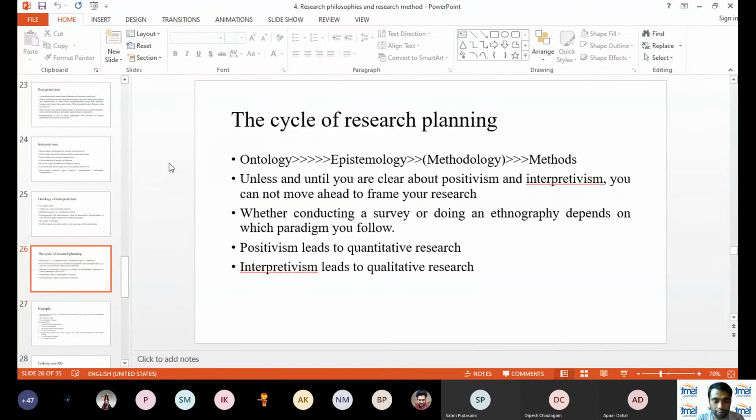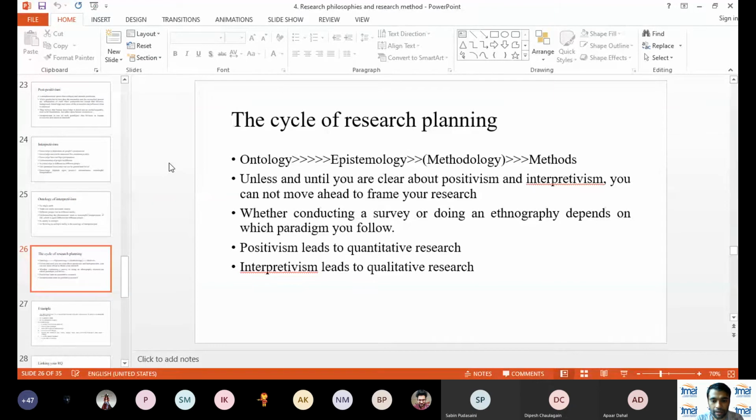I am focusing on these two parts only because positivism and interpretivism are the most used research philosophies in research, and they are simple to use. They give you clear guidance about what techniques and methods you need to choose in your research. Whether you conduct a survey or do an infographic depends on which paradigm you follow. That is the research strategy.